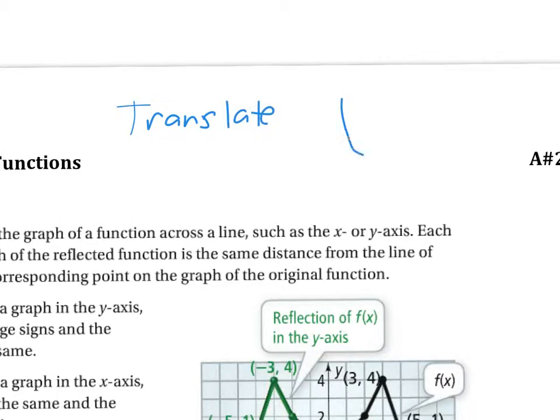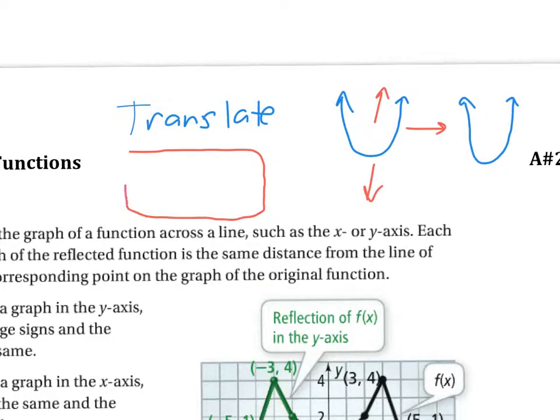So for example, if you have a U-shaped graph, and you just move it over to the right 4 or 5 or 6, then all you're doing is called translating it horizontally. But we could also shift it down or up, and we could also do both at the same time. So when we're thinking about this, you might want to think about translations as an Etch-a-Sketch with 2 knobs, telling you where to move the entire thing with no changes.